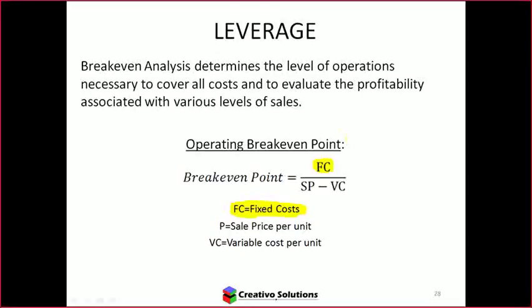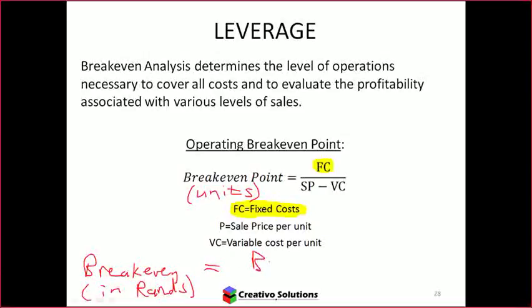Okay, so with break-even point, how do I calculate break-even point? It's the fixed cost divided by the selling price minus the variable cost. Okay, when I look at this, I'm getting an answer in what? Units or rands? Units. Yes. Okay, so if it's in units, how do I convert break-even point into rand value? Times by the cost of each unit. Not the cost. The selling price. Okay, break even in rands is break even in units times selling price.